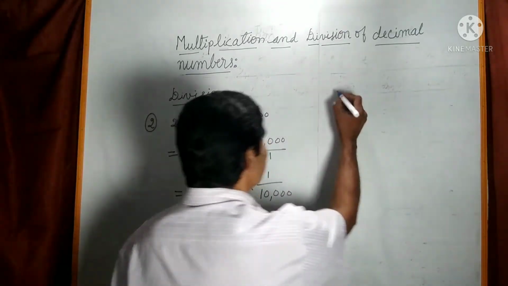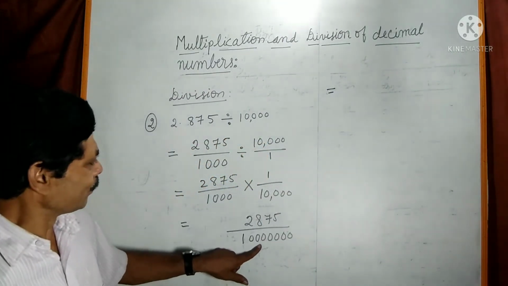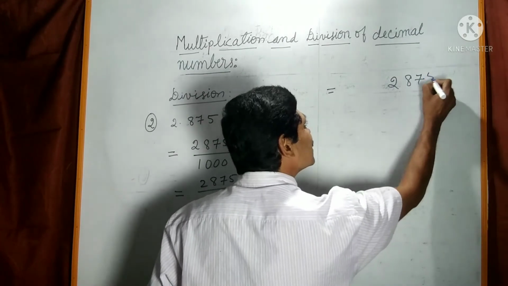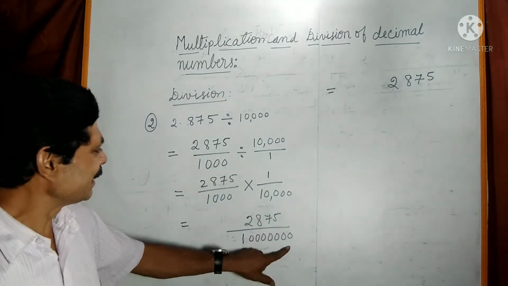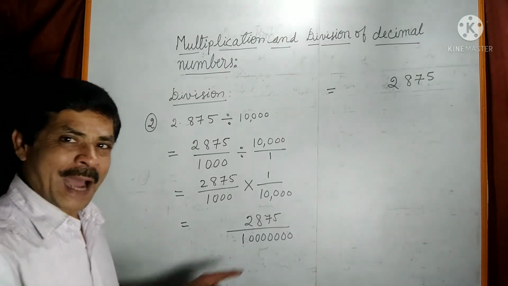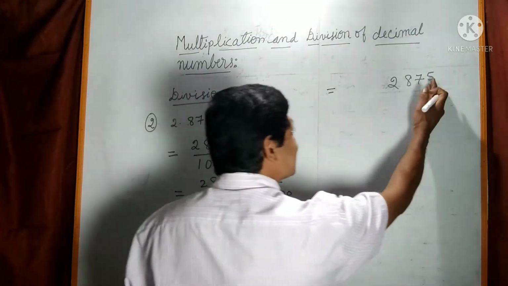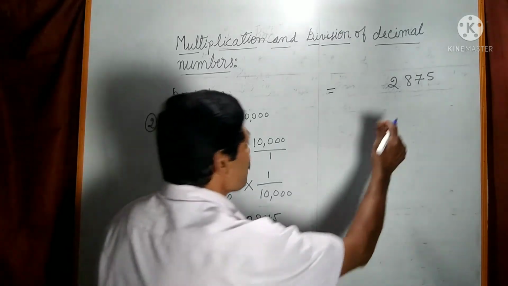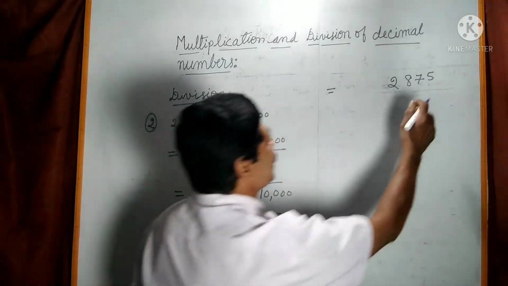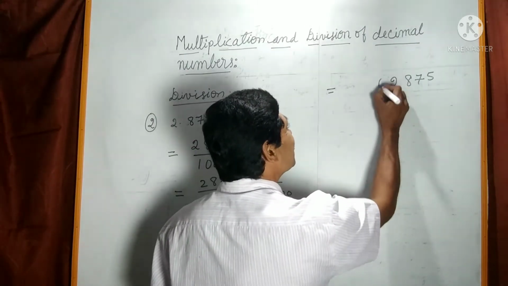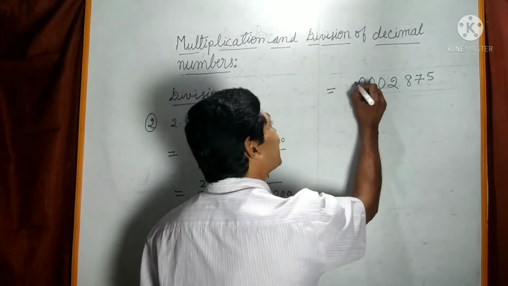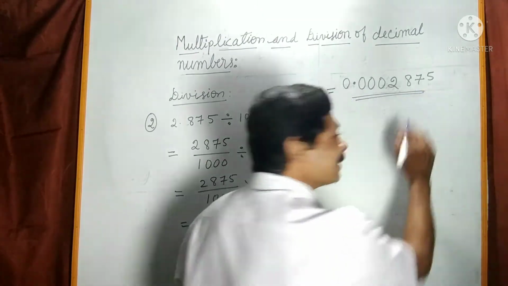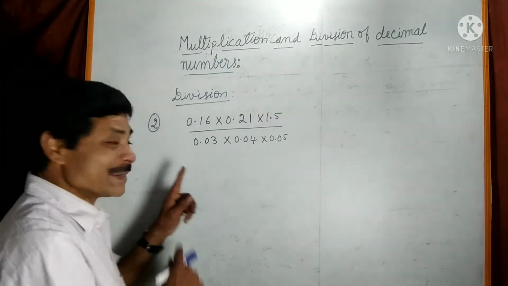Now this is equal to 2,875. Here 7 zeros means after 7 digits we have to put the decimal point. 3, 6, 7. 1, 2, 3, 4, 5, 6, 7, and we put the decimal point, and this is your answer. Let us take some difficult question.